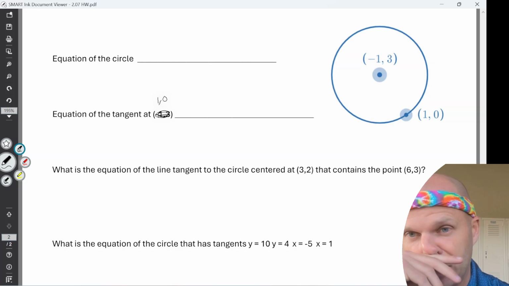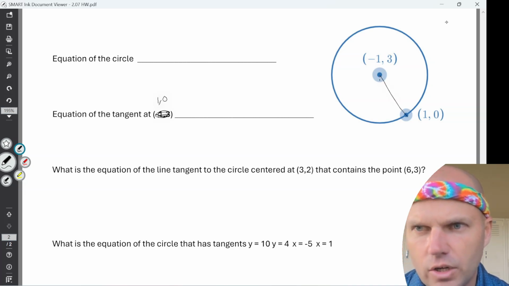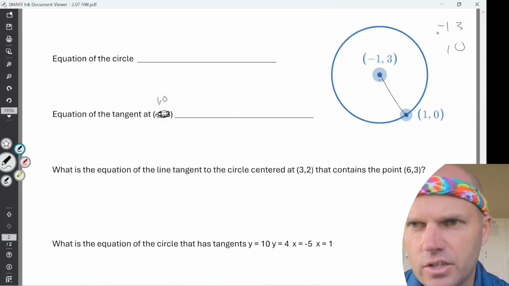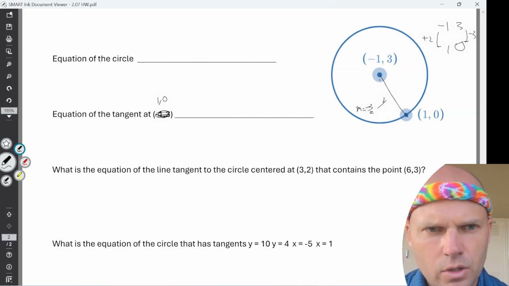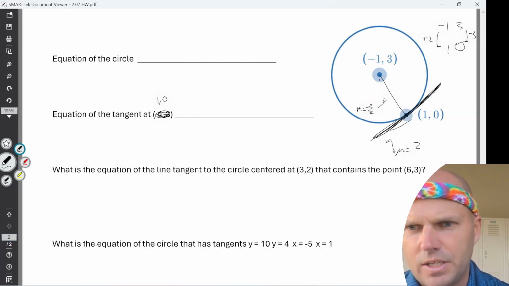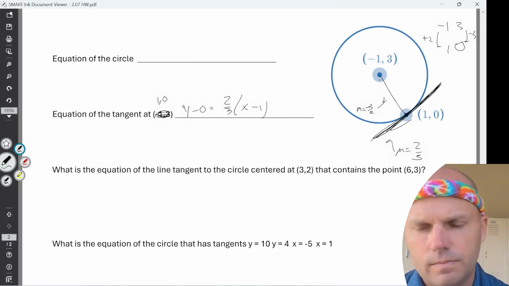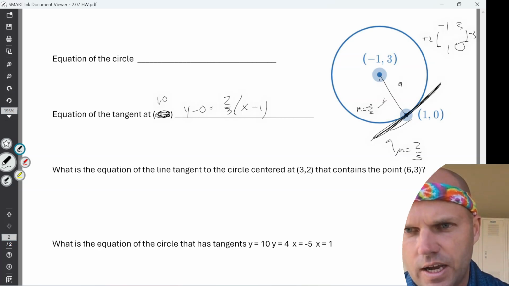The next one has a center at -1, 3, and we're looking at the tangent at 1, 0. So might as well look at the x change and the y change of +2 and -3. So that slope from the center to the point 1, 0 is -3/2, which means the slope of the tangent at the point 1, 0, since it's a perpendicular line, would be 2/3. So I'll have y minus 0 equals 2/3 (x - 1). And let's go ahead and find this radius length. a squared is 9, b squared is 4, equals c squared. c squared is 13.